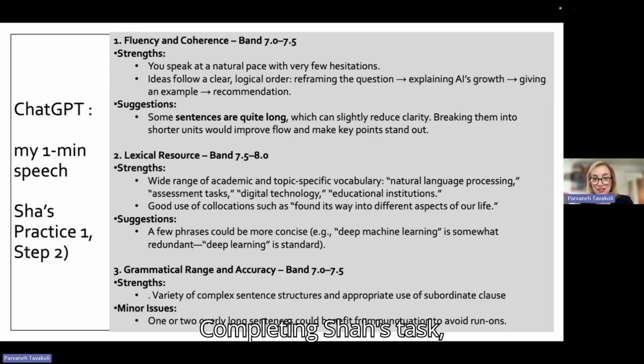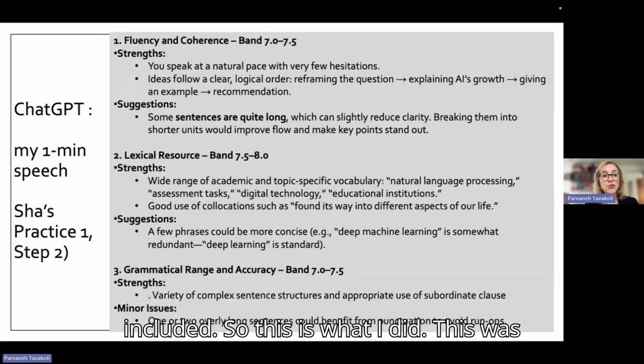Completing Sha's webinar task, she asked us to record ourselves and to ask our own AI device to assess our speaking ability, fluency included. So this is what I did. This was Sha's practice 1, step 2. I asked ChatGPT to look at my proficiency, and this is what it gave me. It assessed my fluency at 7 or 7.5.